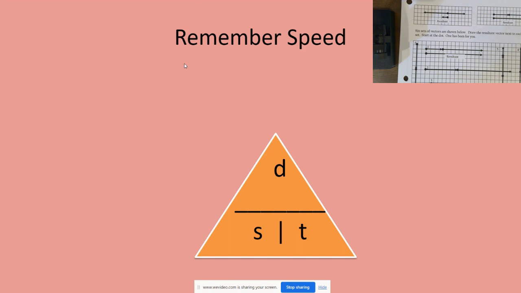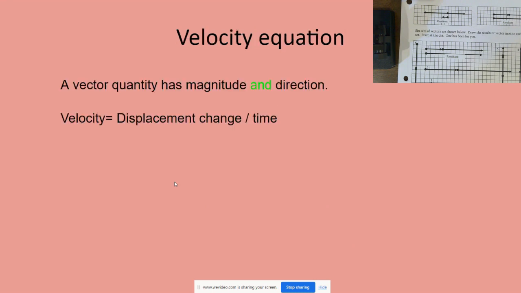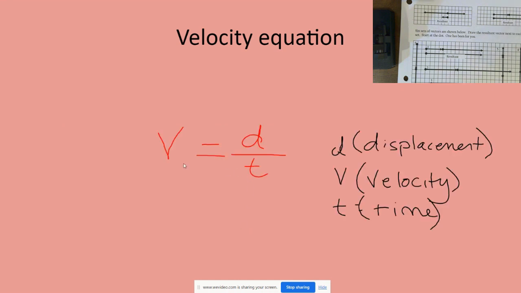Okay, so remember, I've taught you guys the triangle used for speed. So again, if we wanted to figure out speed, we can cover this S up, and it would be distance divided by time. Well, velocity is similar, but velocity includes direction. So we always do the magnitude or the size of it and the direction. So velocity is displacement change divided by time. So the change in displacement or the overall displacement.